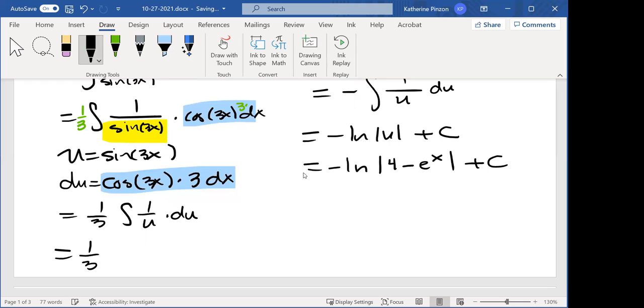Okay, antiderivative of 1 over u? ln, awesome. Natural log of u plus c. I started with x's, I should end with x's. 1/3 natural log, u was sine of 3x, plus c.